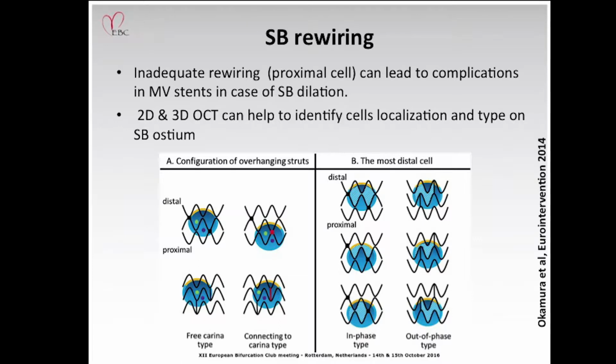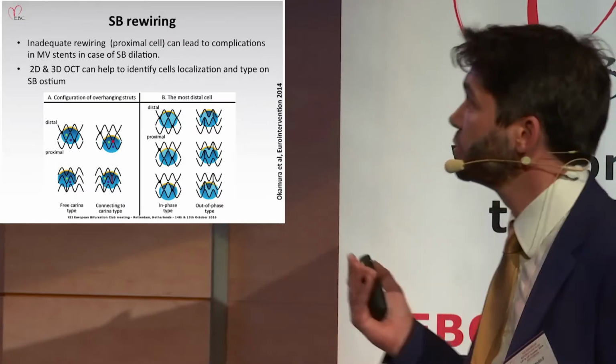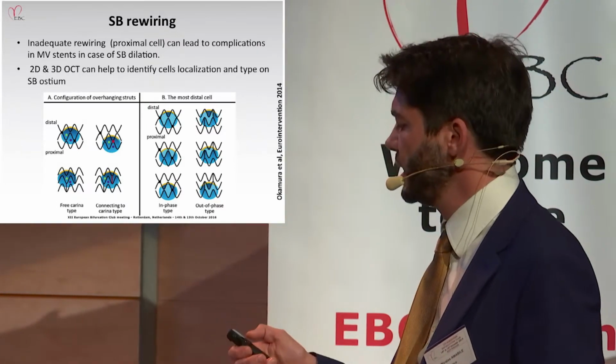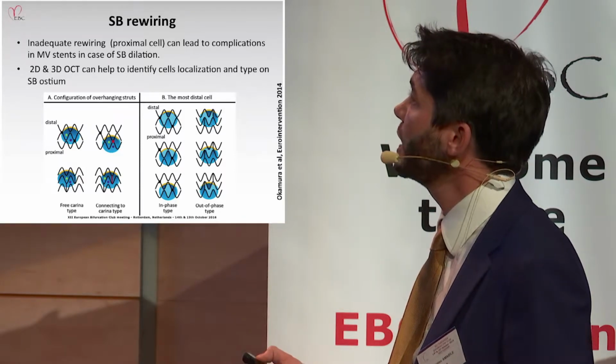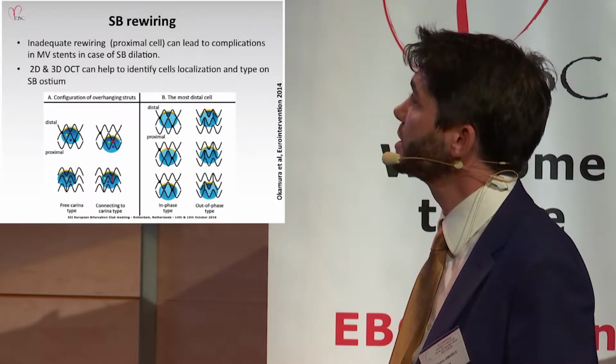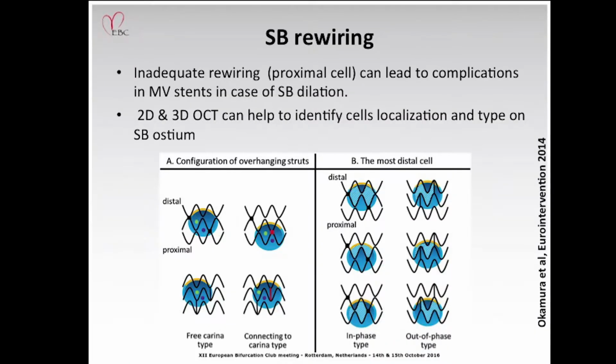What about the rewiring? We know that inadequate rewiring in the proximal side can lead to complications in case of side branch dilation. And we saw in the previous session that 2D and 3D OCT can help us first identify the cell localization and the type of these overhanging cells on the side branch. Here we have an example of free carina type, so they're a pretty good option for rewiring, whereas the connecting carina type here with the links is not a very good option.